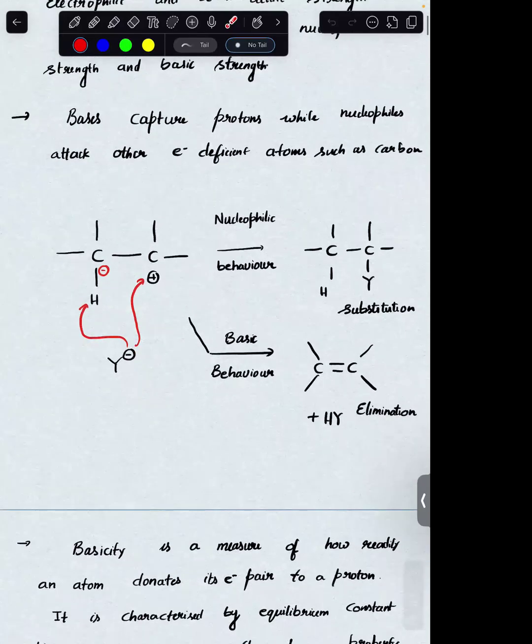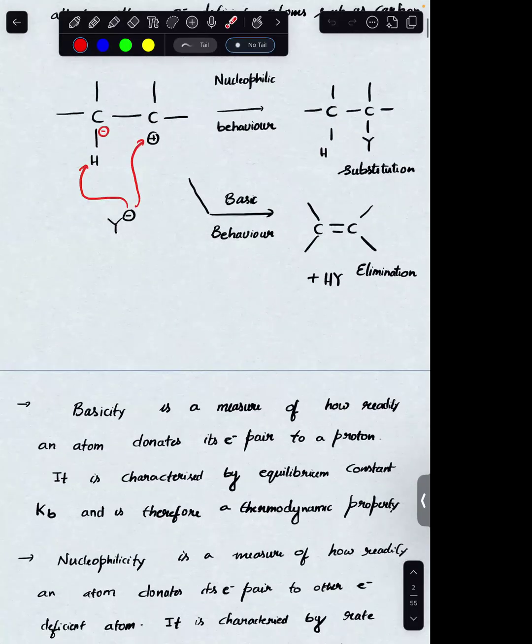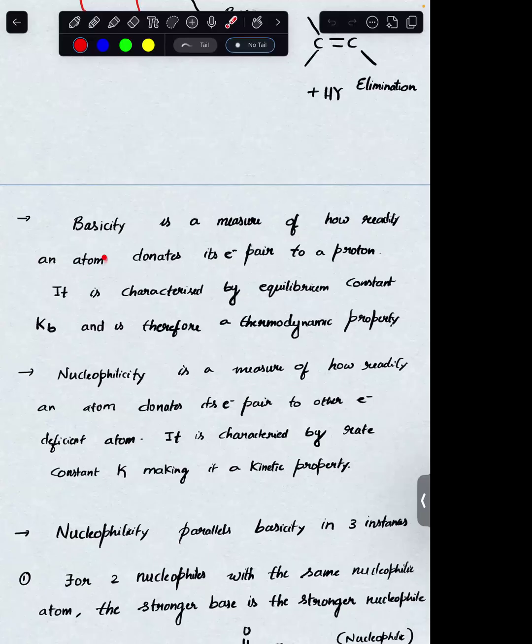So we will write two statements here. Basicity is a measure of how readily an atom donates its electron pair to a proton. It is characterized by the equilibrium constant Kb and is therefore a thermodynamic property.